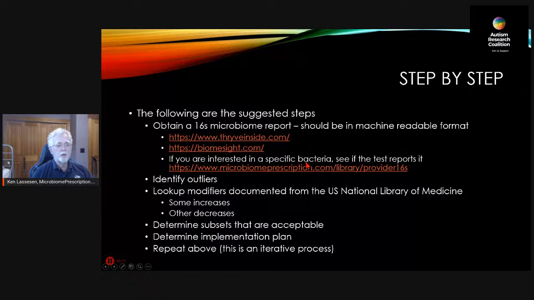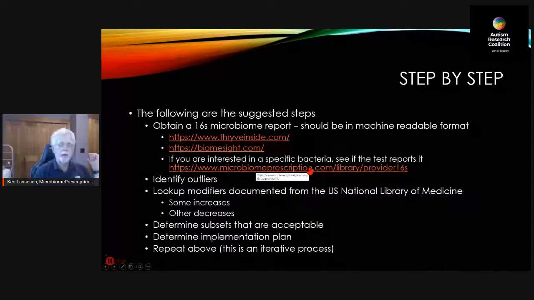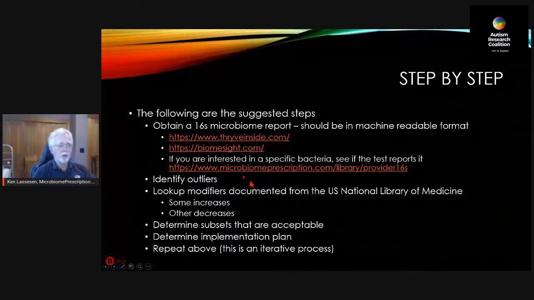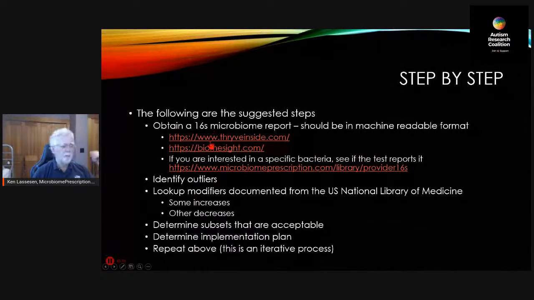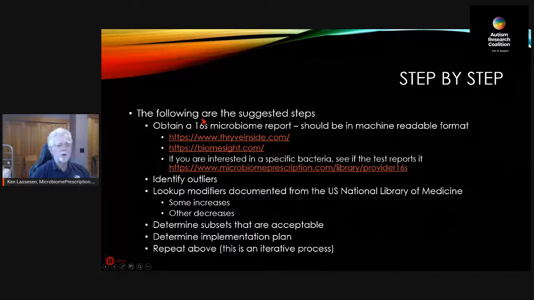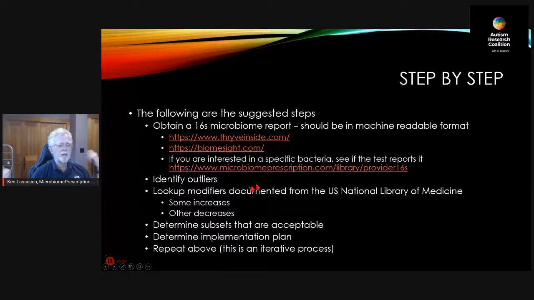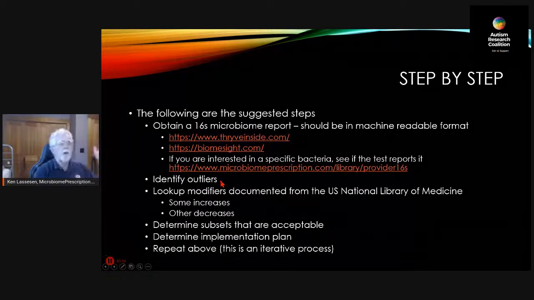And if you're interested in a specific bacteria, I have this link, which will show which bacteria each test reports on. Again, remember, different tests report on different bacteria. If you're interested in a particular bacteria, it will tell you whether the test you're looking at buying or using has that specific bacteria. Makes life easier. So once you have your 16S report, most of the people I deal with just refer to it as 16S, we identify the outliers, things which are abnormally high or abnormally low.